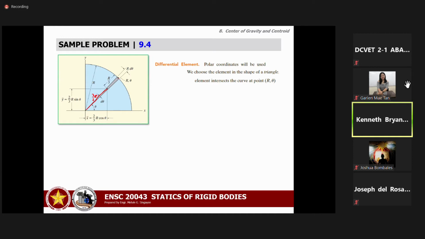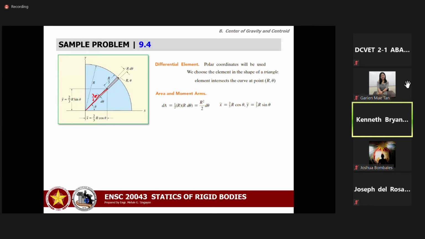So if this is 2/3 of r and this is angle theta, the location of the centroid is x curl and y curl equal to 2/3 r cosine theta and 2/3 r sine theta. For the area, since we assume that this is a triangle, the area will be 1/2 of the base, r d theta, multiplied by the height, r. That is r squared over 2 times d theta. Then x curl and y curl are 2/3 r cosine theta and 2/3 r sine theta.